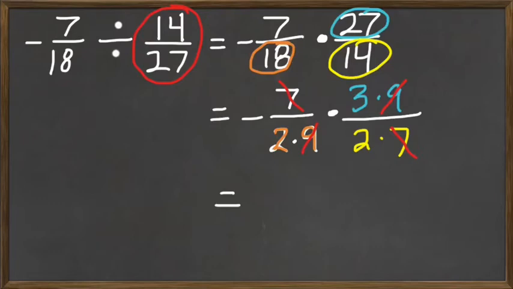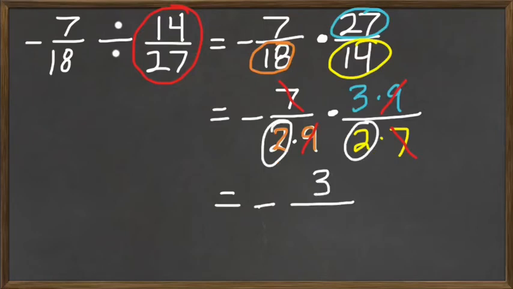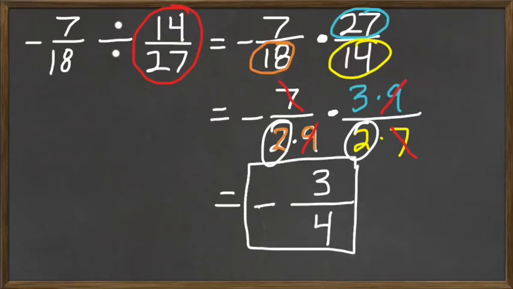Then we multiply anything left. On the top we only have a 3. So we leave the 3 there. And in the denominator we have a 2 and another 2. 2 times 2, I get 4. So my final answer is going to be -3 over 4.